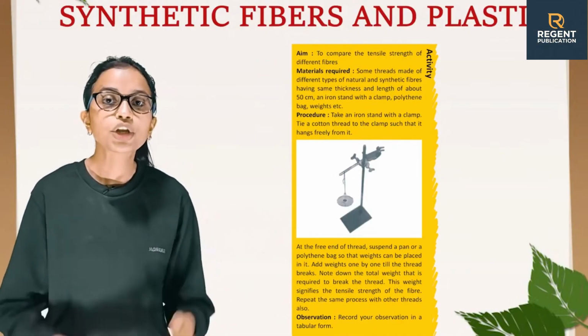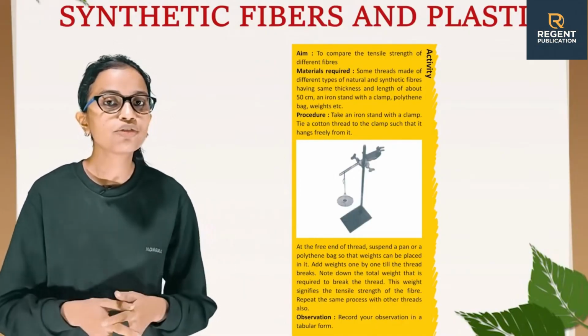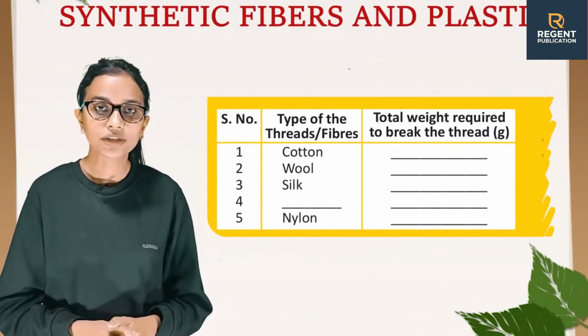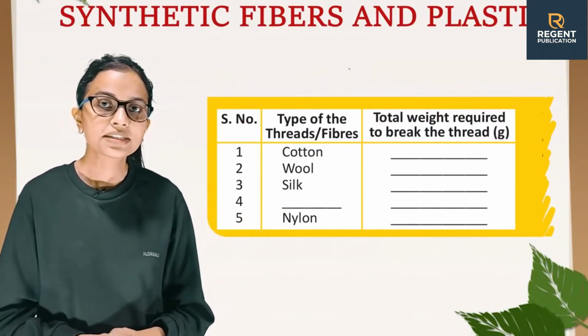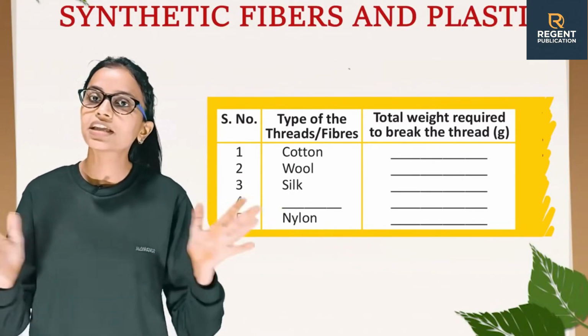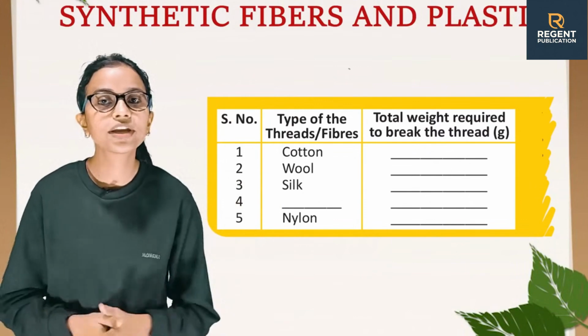Observation. Record your observation in a tabular form. This is a table in which you have to record. In this, the serial number is given, the type of thread or fiber is given, and in the last column, the total weight required to break the thread.